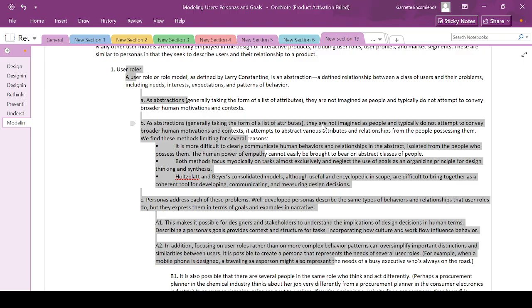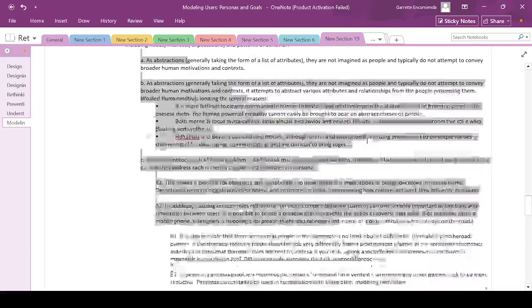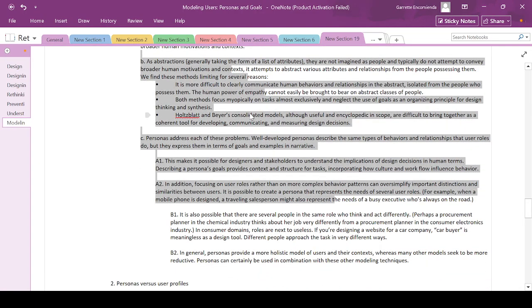So it's just an abstraction taking the form of a list of attributes. As abstractions, they are not imagined as people. It attempts to abstract various attributes and relationships from the people possessing them. We find these methods limiting for several reasons. It is more difficult to clearly communicate human behaviors and relationships in the abstract, isolated from the people who possess them. The human power of empathy cannot easily be brought to bear on abstract classes of people.